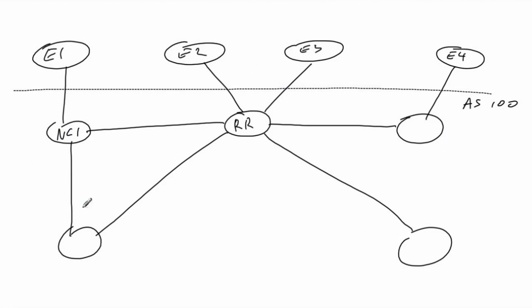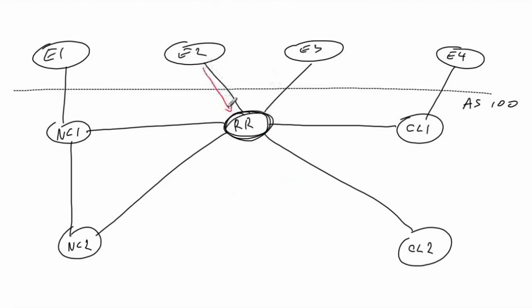Now let's say that this router here is non-client 1, and this here is non-client 2. So these 2 routers here are non-clients. And this one here is going to be client 1, and let's say that this one here is our client 2. Let's see, from the route reflector's perspective, which routes by default will be advertised where.